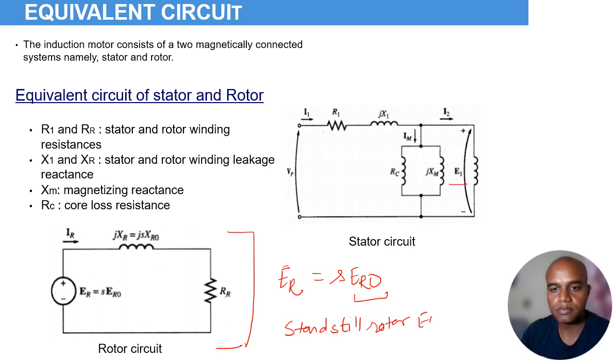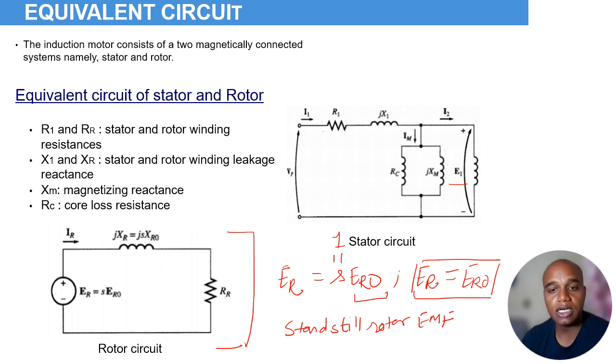EMF, induced EMF. So if my rotor is at standstill, that says that my slip is 1. In that case, the EMF over the rotor will be equal to the standstill EMF.